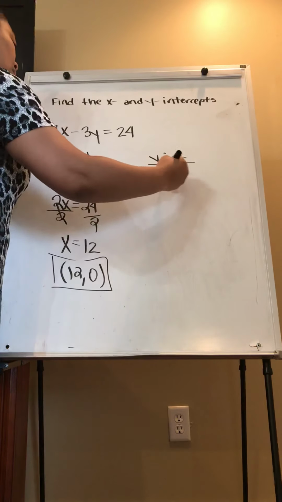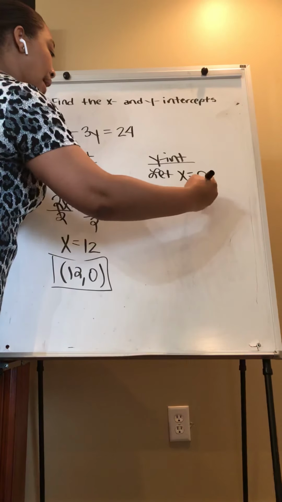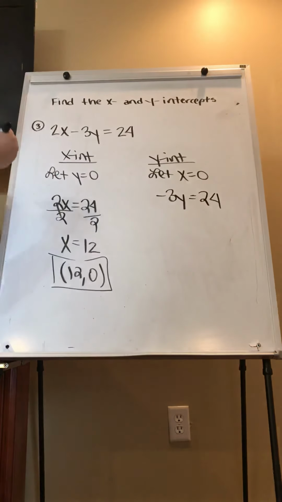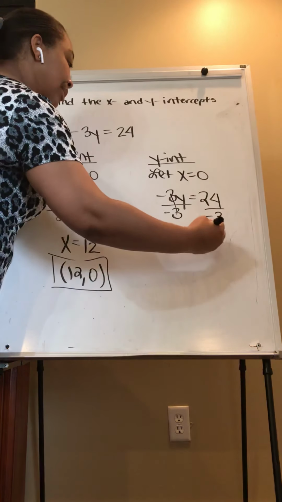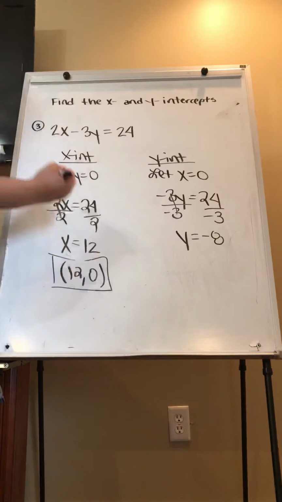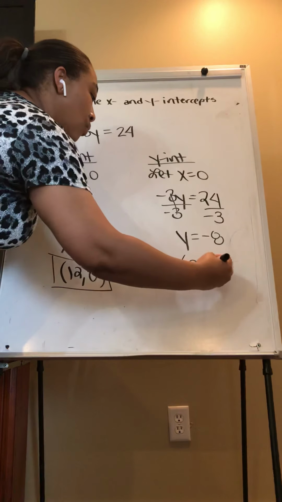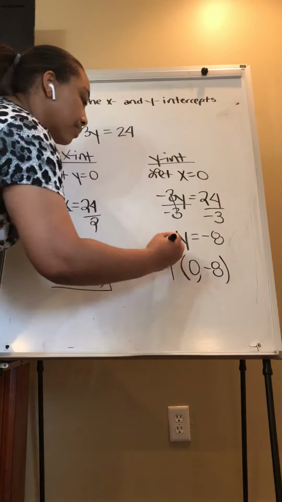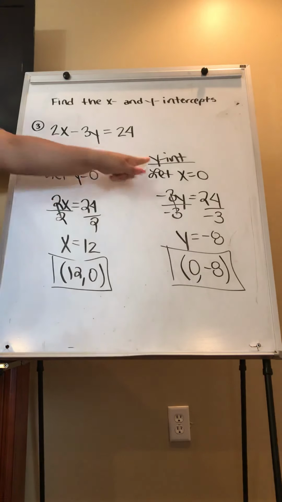For the y-intercept, you're going to let the x be 0. I let x be 0, so it's gone, and I have negative 3y equals 24. Divide both sides by negative 3. y equals negative 8. So as an ordered pair, your x coordinate is 0 and the y is negative 8. And keep in mind, these are points where this particular line is going to cross the x-axis and the y-axis.